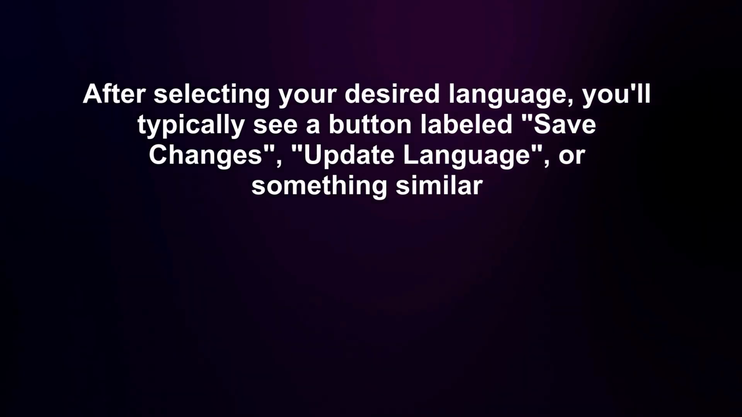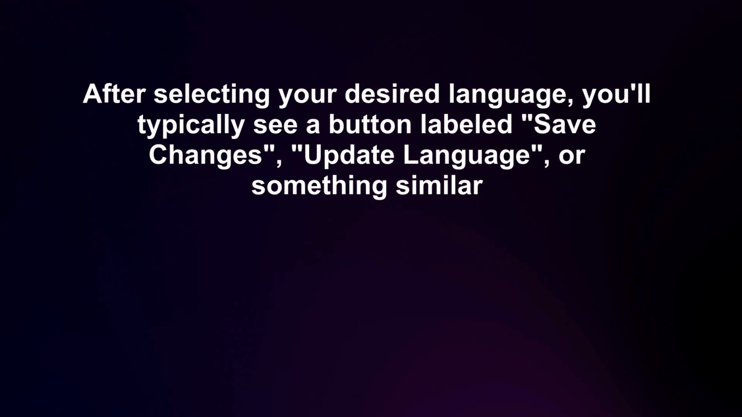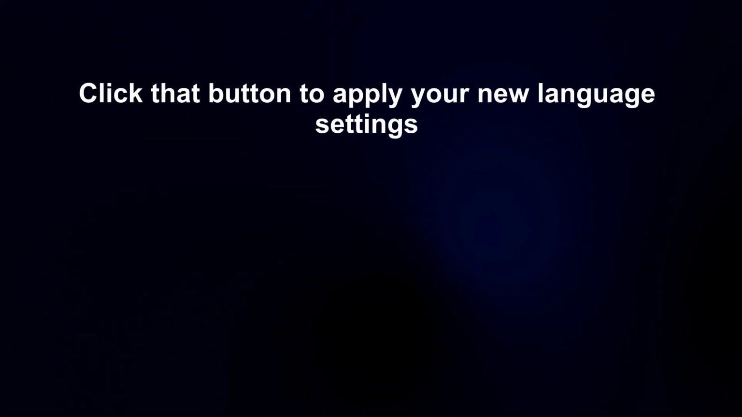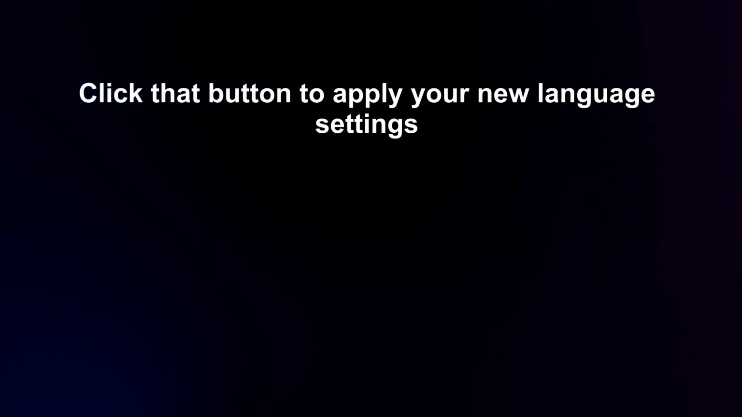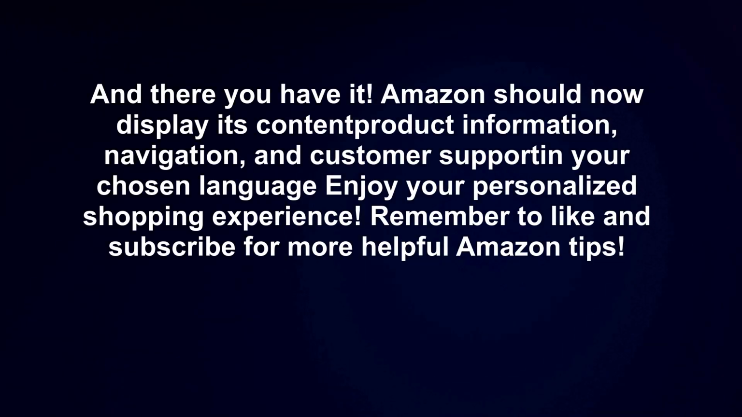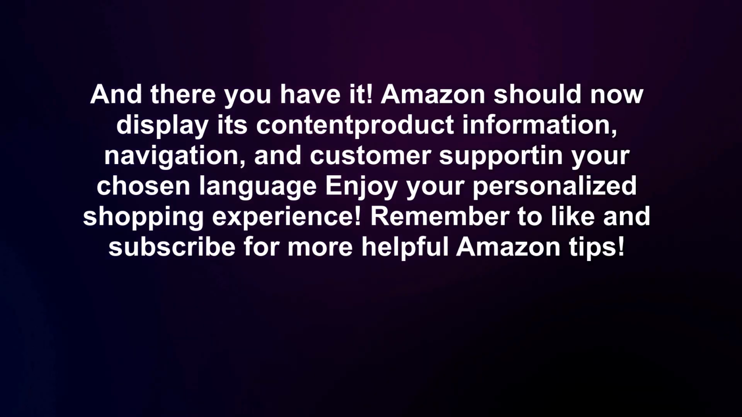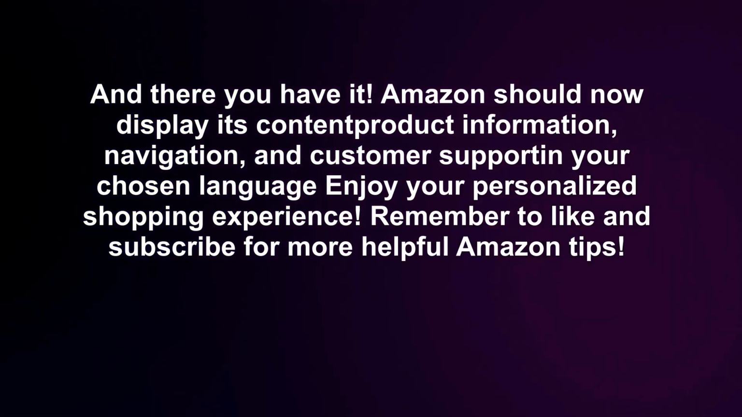After selecting your desired language, you'll typically see a button labeled Save Changes, Update Language, or something similar. Click that button to apply your new language settings. And there you have it. Amazon should now display its content, product information, navigation, and customer support in your chosen language. Enjoy your personalized shopping experience.